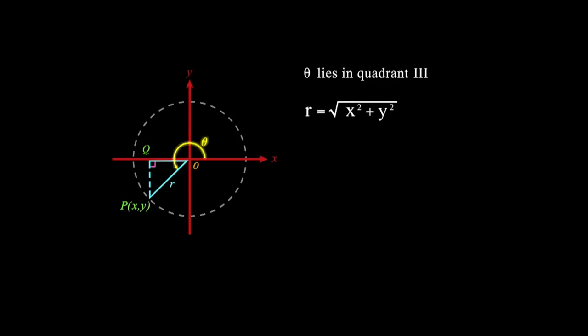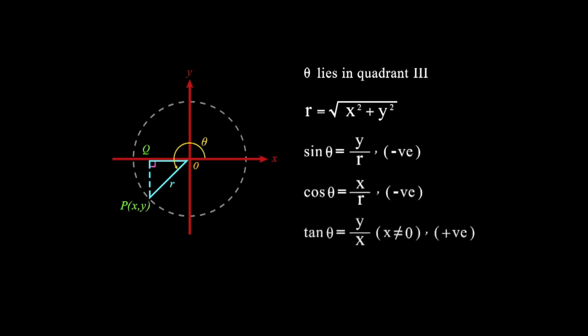When angle theta lies in the third quadrant, the triangle also lies in the third quadrant. The values of x and y are negative, but the value of r is positive in the third quadrant. Therefore, in the third quadrant, the values of the sine and cosine ratios are negative, while the values of the tangent ratio are positive.